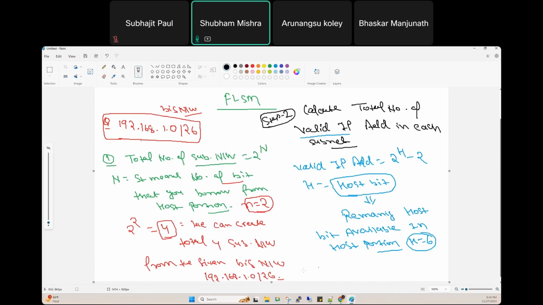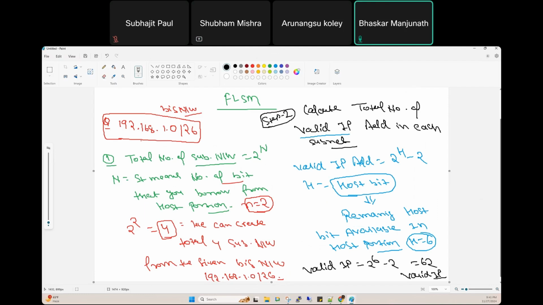Put here valid IP is 2 to the power 6 minus 2. How many? 62 valid IPs. Is this clear? Everyone, yes or no? Agree? There are 62 hosts actually, 62 IP addresses you can assign from each subnet.